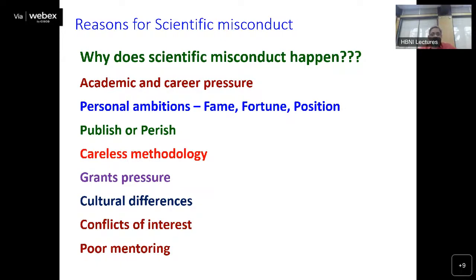Academic and career pressure. Suppose you are a faculty member in an academic institute. There you will have to carry out a teaching responsibility. You also have to carry out a research responsibility. Now you have to work out how to balance these two in the right way so that neither of them suffers. The problem is both are important. You cannot give up teaching because that's the primary responsibility of the university. And you cannot give up research activity because that's how you get your promotions, or that's how you are judged in your peer circles, how good you are, etc. So both are equally important.